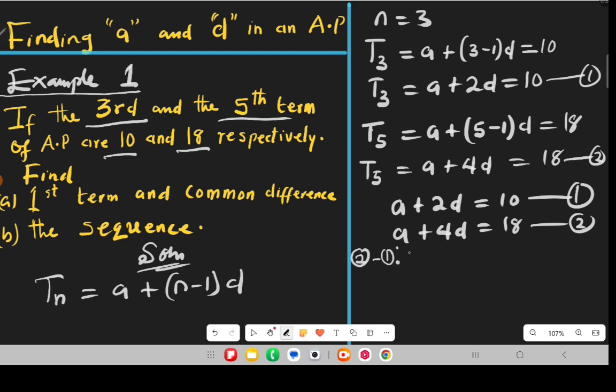A minus A gives us nothing, and 4D minus 2D gives us 2D, equal to 18 minus 10 gives us 8. To find D, we divide both sides by the coefficient of D, which is 2. We have 2D all over 2 equal to 8 all over 2. The 2s cancel, leaving D equals 8 divided by 2, which gives us 4. So our common difference is 4.